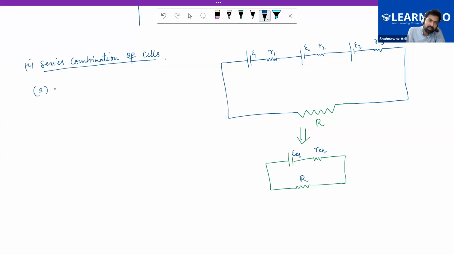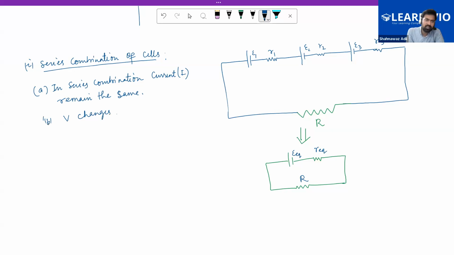So what would be this E equivalent? We have to remember that in series combination, what remains the same? Current or voltage? Yes, in series combination, what remains the same? Current remains the same. Right, and then what changes? So voltage changes.